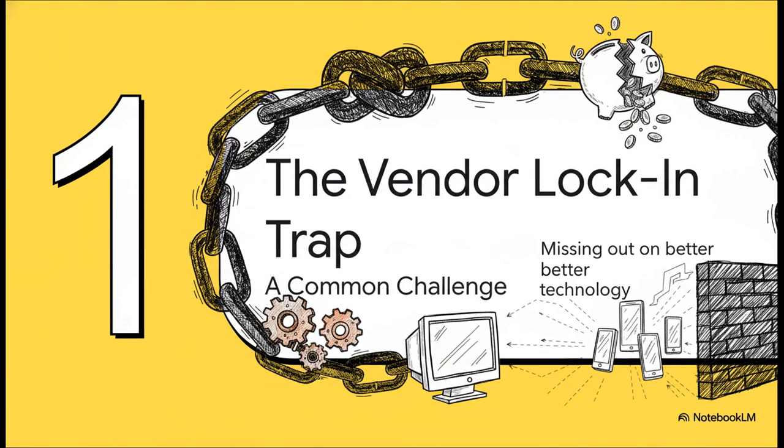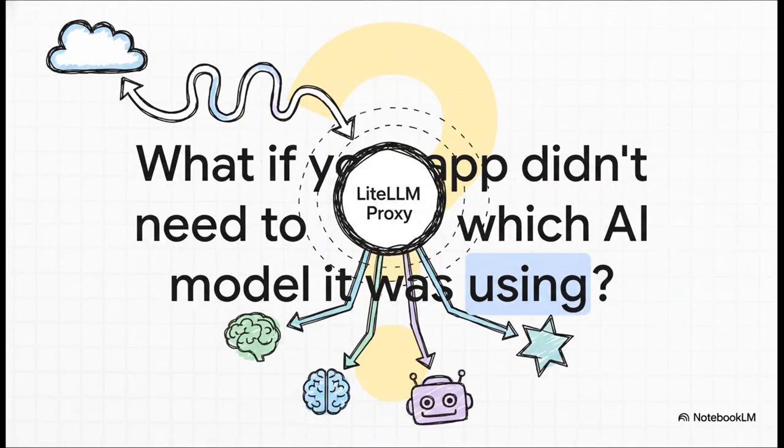Right. That is the vendor lock-in trap. And it's a huge problem. It doesn't just slow you down. It can completely stifle innovation, forcing you to choose between a painful migration project or just getting left behind by better, newer tech. But what if there was a better way? What if we could lean on a really core software design principle here? Imagine this. What if your application didn't even need to know which AI model it was talking to?